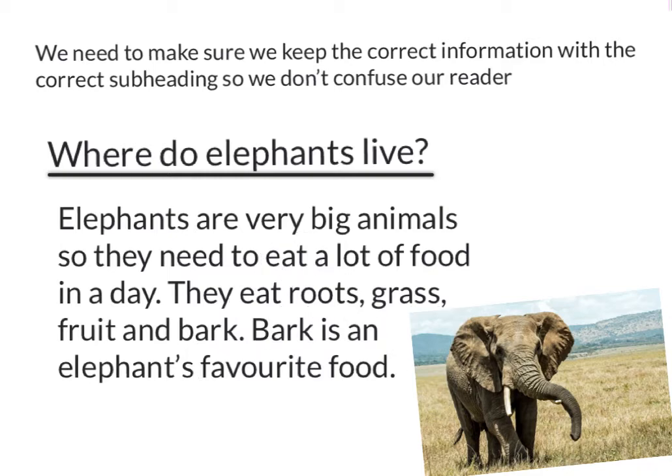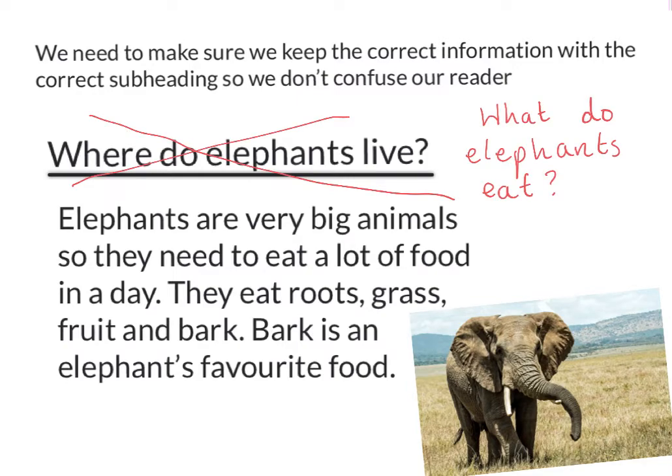Okay, let's have a look. So we're going to cross this one out. Where do elephants live? You may have put down what do elephants eat. That would be much more suitable. Or you could have put down an elephant's diet. Either of those subheadings, or any subheading that has something to do with food or what elephants eat, would be perfect. So this is something that we need to keep in mind when we're writing, that we only put under the subheading what is relevant to what we've said here.